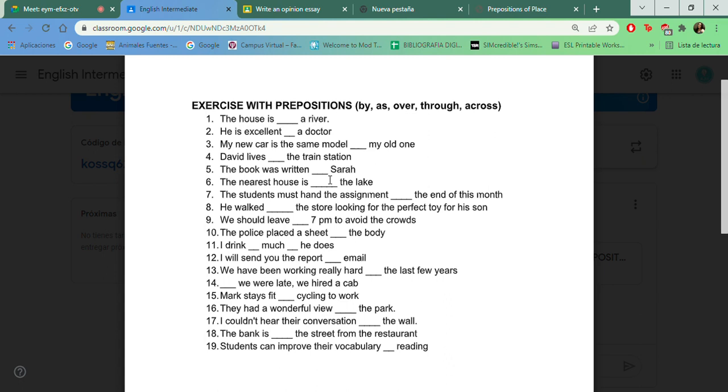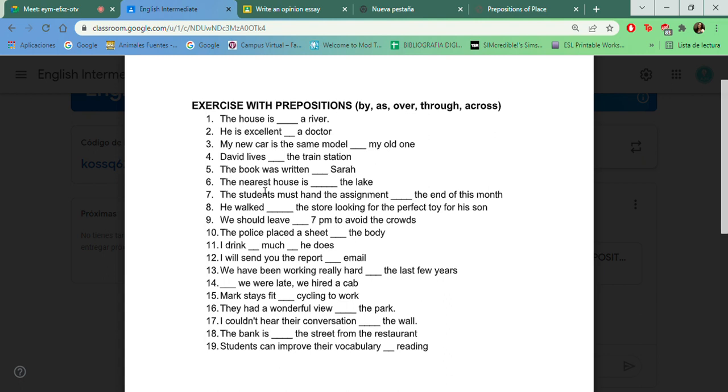David looks over the train station. Over, remember, over is like above, or when there is movement. Across the train station or by the train station, both. Well, by the train station it's really weird. Across the train station it's more common, right? And remember, over can be above, or the movement to jump from one side to the other side. Go over a fence, for example. Okay. So this is not the case.